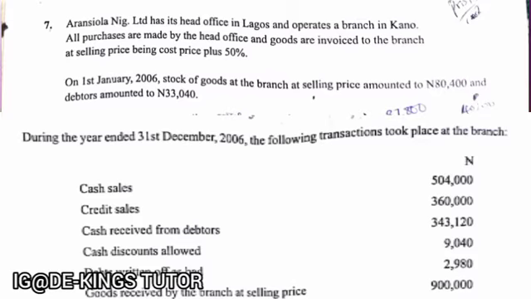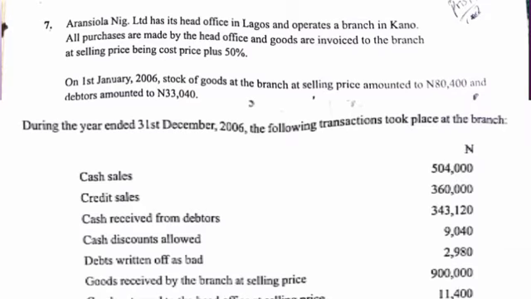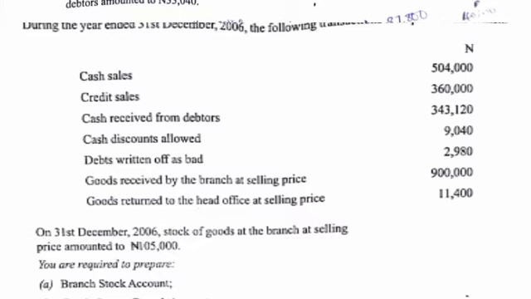During the year ended 31st December 2006, the following transactions took place at the branch: cash sales 504,000, credit sales 360,000, cash received from debtors 343,120, cash discount allowed 9,040, debt written off as bad 2,980, goods received by the branch at selling price 900,000, and goods returned to the head office at selling price 11,400. On 31st December 2006, stock of goods at the branch at selling price amounted to 105,000.